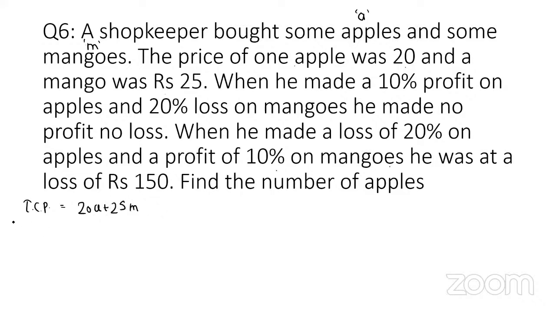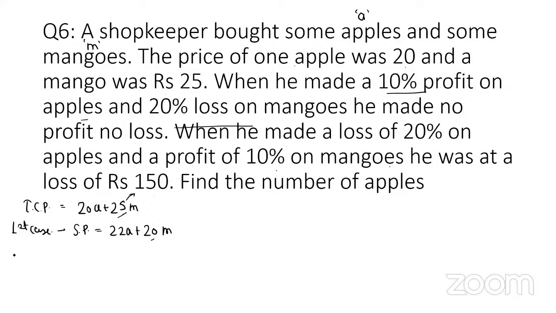In first case, guys, he is making a profit of 10% on apple. So we can say the selling price in first case must be how much? He's making 10% profit on apple. So we can say the selling price has to be 22A, 10% profit on apple, and 20% loss in mango. So we can say this must be 20M. Right, 20% of 25 is basically 5. So 5 loss from 25 becomes 20, right? So this must be the selling price in the first case.